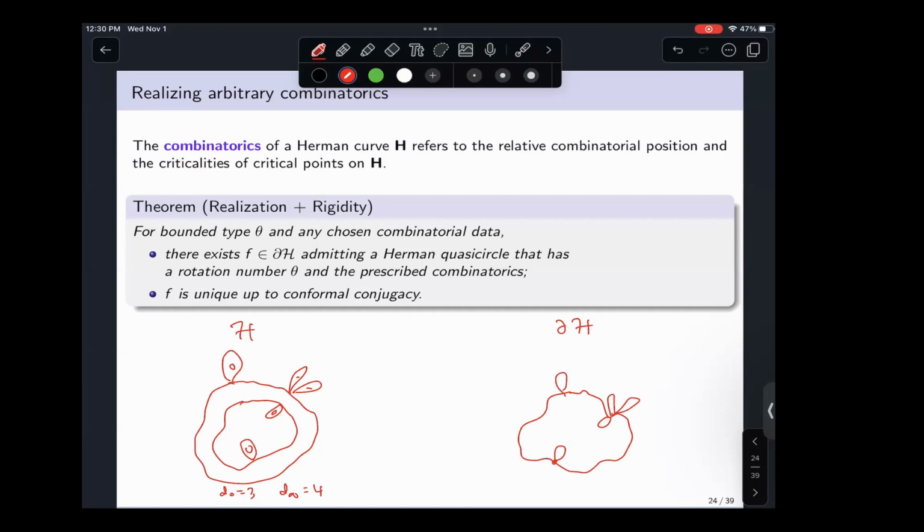Like that. Okay. And then the statement here is saying that, well, if I pick, say, the following combinatorics, the one that I drew before, I can always realize it. Okay. So there exists such a map with the following diagram. And in fact, it's unique up to conformal conjugacy. So this one is, I can try to explain the idea behind.